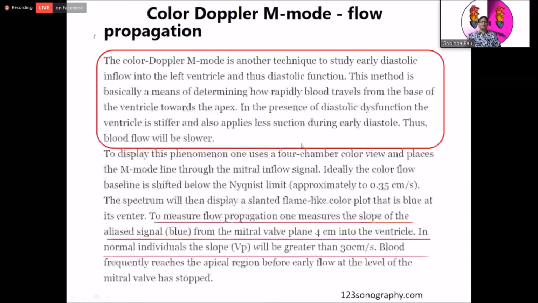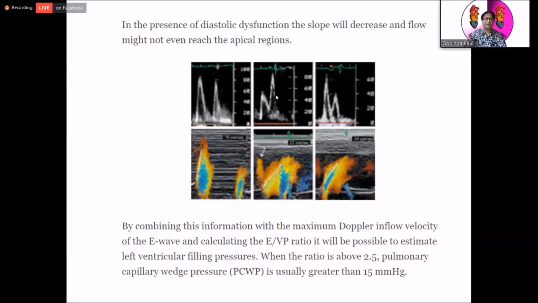Now, color Doppler mode flow propagation. This method is basically a means of determining how stiff the apex is, and how little suction effect it applies during early diastole. Thus, blood flow will be slower as the degree of diastolic dysfunction increases, and blood flow is slower from base to apex. In the normal diastolic pattern, there is a normal propagation velocity, but in grade 1 diastolic dysfunction there is a steeper slope, and it is even steeper in grade 2 diastolic dysfunction.